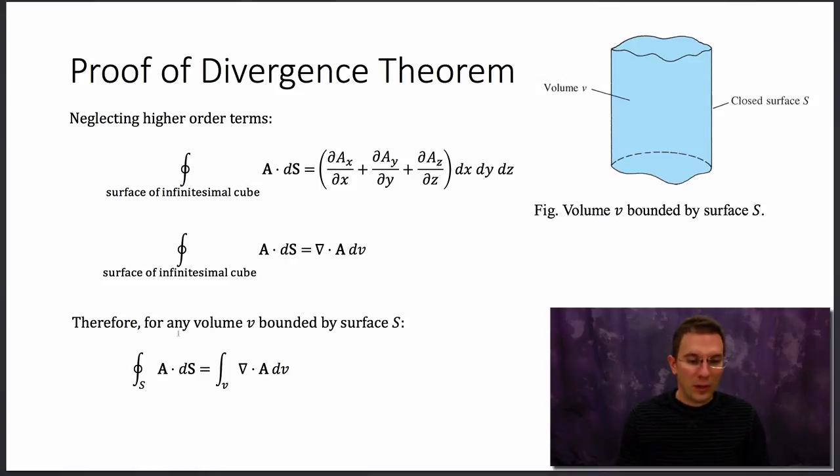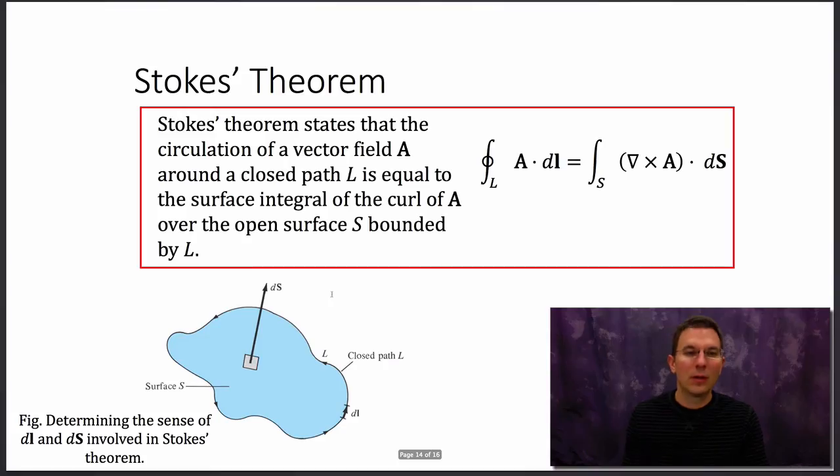To complete the proof, you just say any volume can be written as a sum of infinitesimal cubes, and so this becomes a surface integral here, and this becomes a volume integral on the right-hand side, and this is in fact the divergence theorem. But just keep that in mind: the divergence is telling you how much flux passes through a little tiny surface area surrounding a particular point.